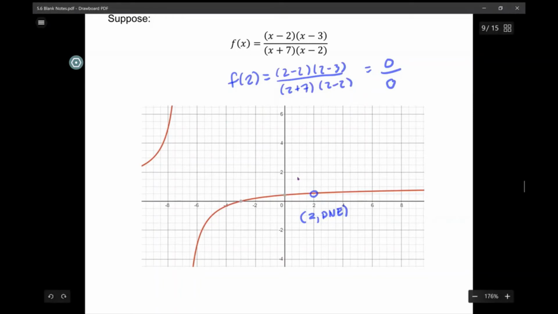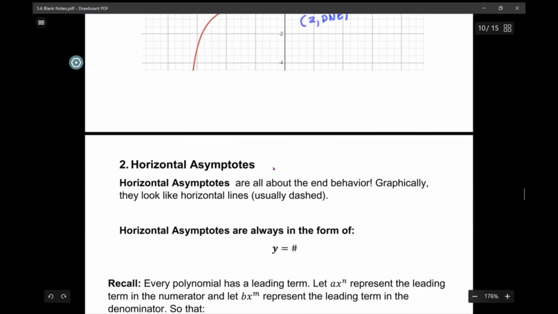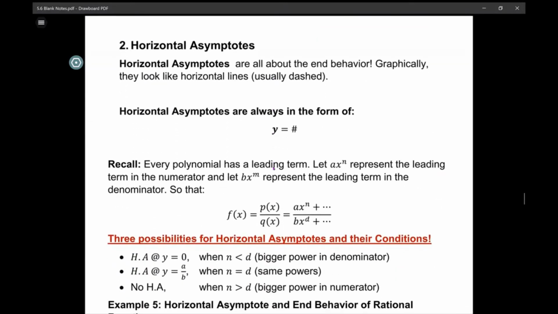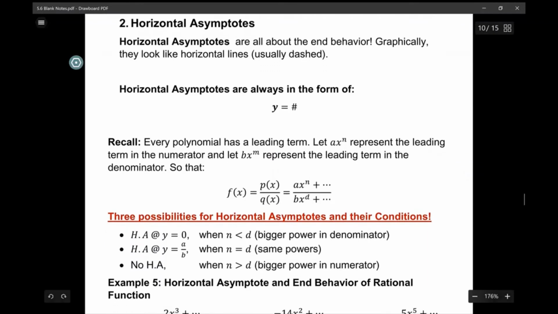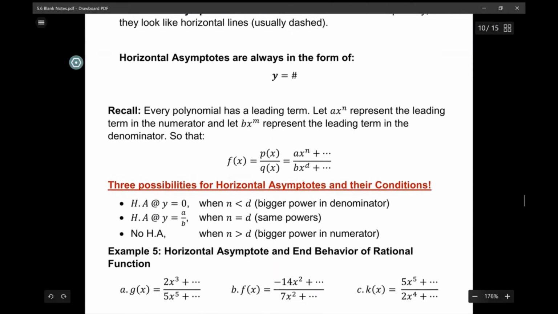Okay. The other thing that we get from both the denominator and the numerator together are called horizontal asymptotes. Horizontal asymptotes tell you about long-term behavior on the graph, and they usually look like a dashed horizontal line. Same idea as vertical asymptotes, except these are horizontal. They're always of the form y equals some number, just like horizontal lines are always of that form. All right, so let's look at the rules for horizontal asymptotes, and then we'll practice a few of them.